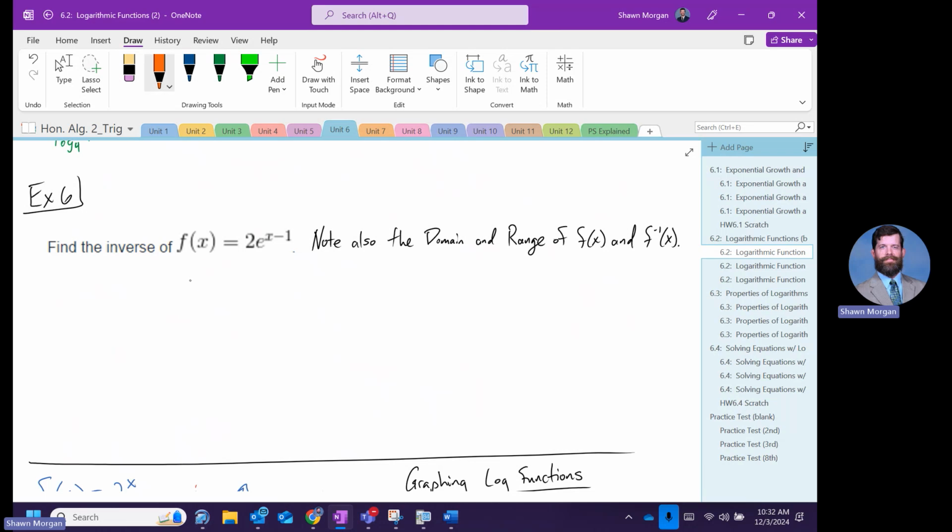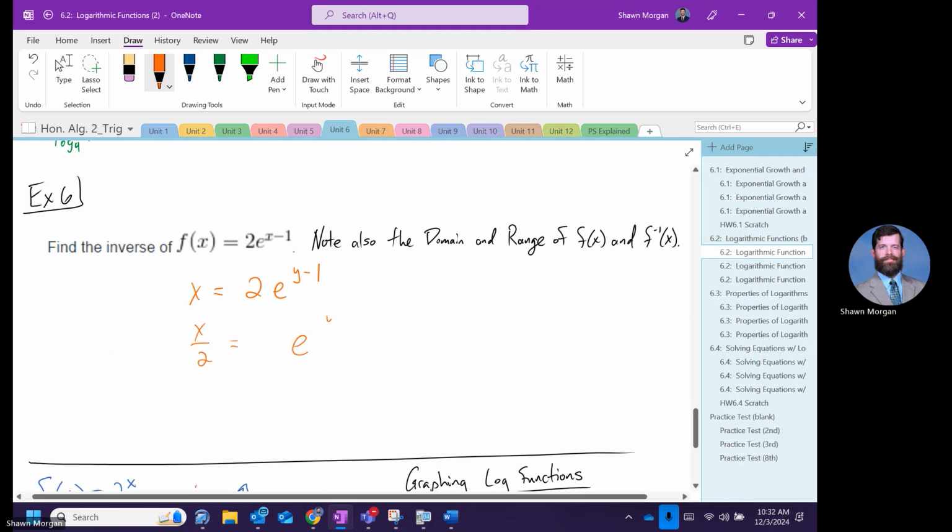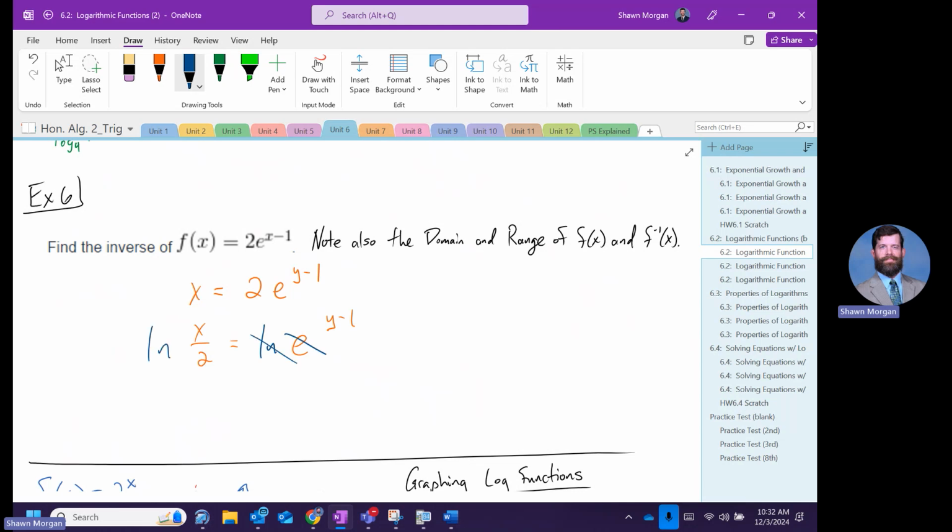Good. So let's switch x and y. We get x equals 2 e to the y minus 1. Now let's solve for the new y. The new y is in the exponent, so that makes it a little bit more challenging. I could peel back the layers by dividing by 2. What would you recommend taking of both sides at this point? We could take the natural log of the left and the natural log of the right, and those cancel, and we wind up with natural log of x over 2 equals y minus 1, and then we add 1 to both sides. And so there's your inverse.